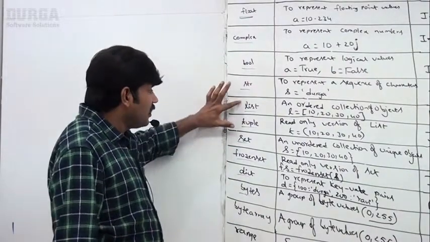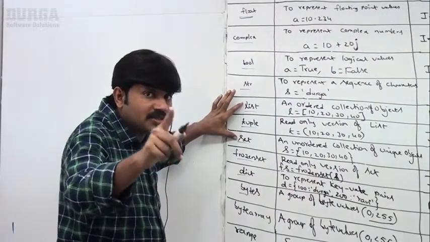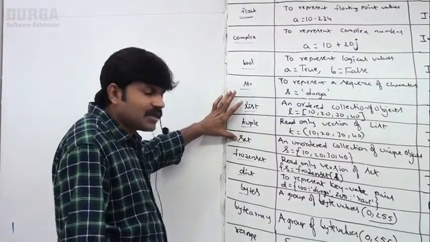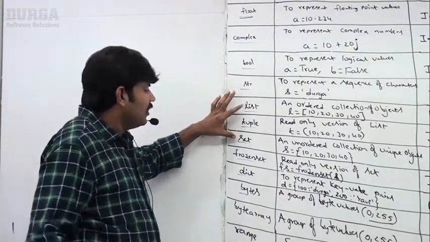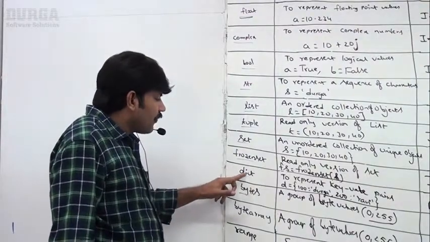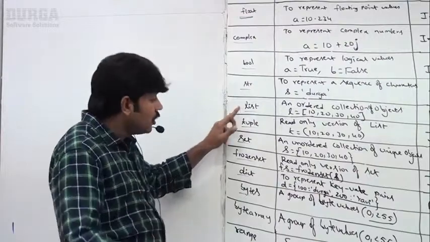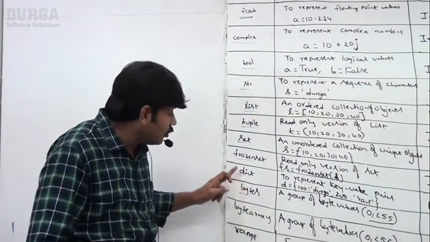What is the difference between list and set? In list, duplicates are allowed. In list, order is important. But in set, duplicates are not allowed. Order is not preserved. Okay. Next, when should we go for dict and list? List is a group of individual values, but dict is a group of key value pairs.